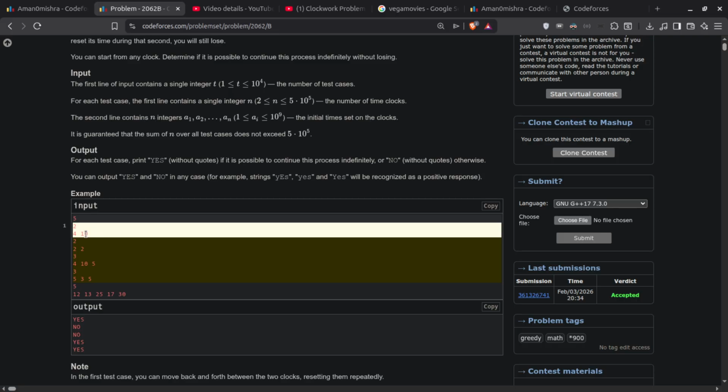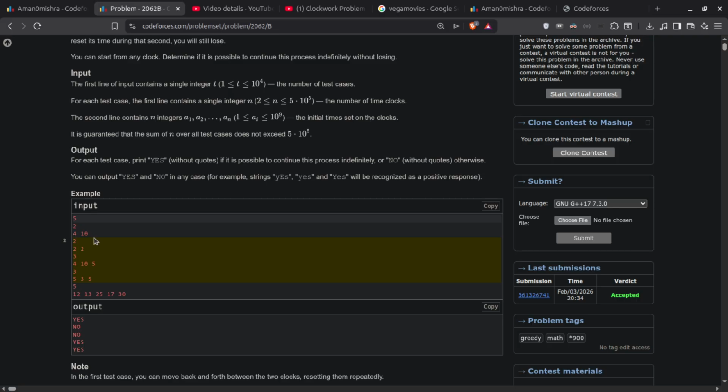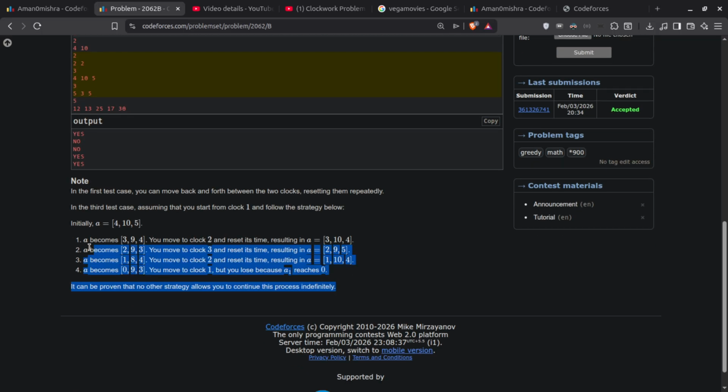So we can do this infinitely and it will stay non-zero. But with 2 it's not possible. It will decrement by 1, then we hover to index 2 and reset its value, it will become 2, but the index at 0 will become 0. So it's not possible. You can see this in this test case also.